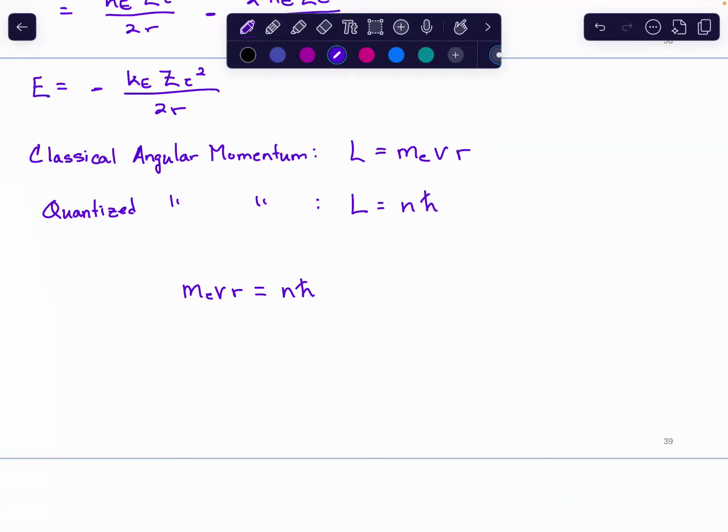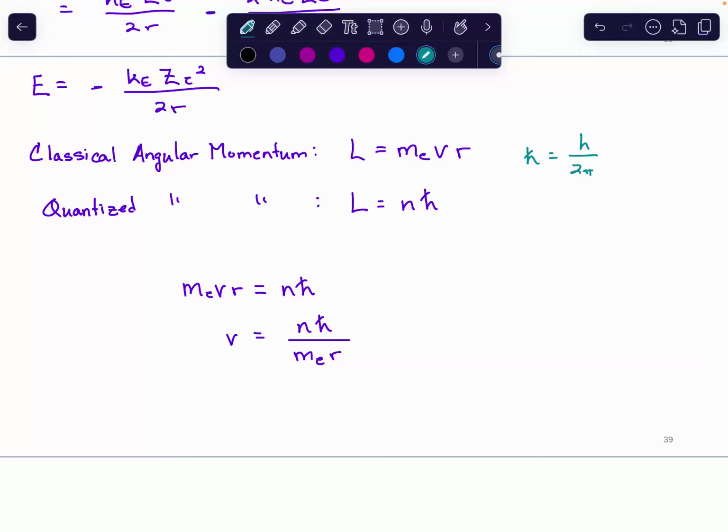And we're going to solve for V. That's going to give us n h bar over m_e R. And of course, remember that h bar is an abbreviation of Planck's constant. It's Planck's constant over 2 pi. We just started using a different letter for it because it shows up so much, it makes things easier.